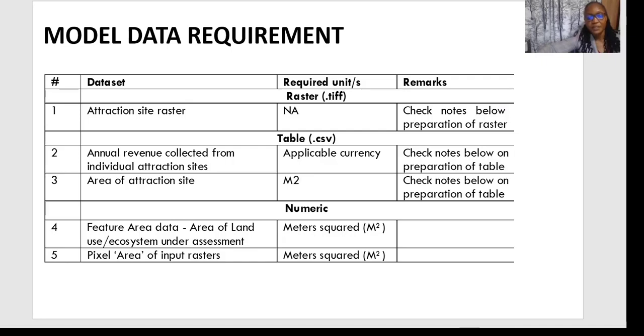The same case applies to the pixel area. It should be in meters squared. So now we are ready to go to the model demonstration so that we can be able to see the model run and then move to QGIS to visualize the kind of products that we'll be able to get.